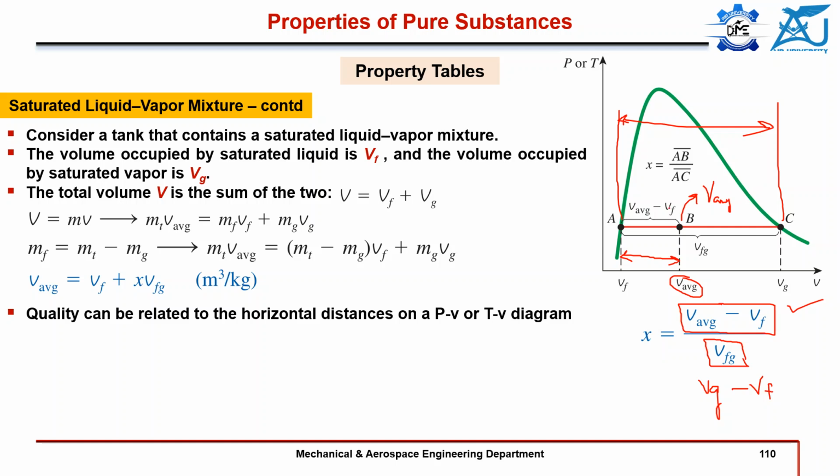Okay, so this we have explained. This means if you are standing at point A, the numerator will be zero, hence x will be 0. But if you are standing here, it means you are saturated, you have the saturated vapor. So here the distance v average minus vf becomes equal to vfg, so both terms will be equal and cancel out, giving you x equal to 1.